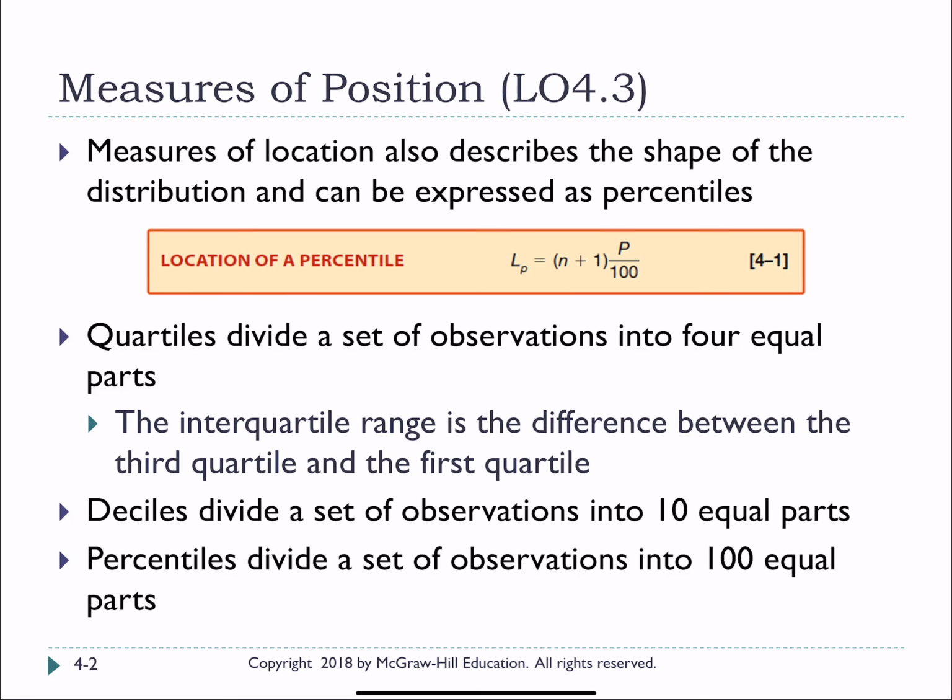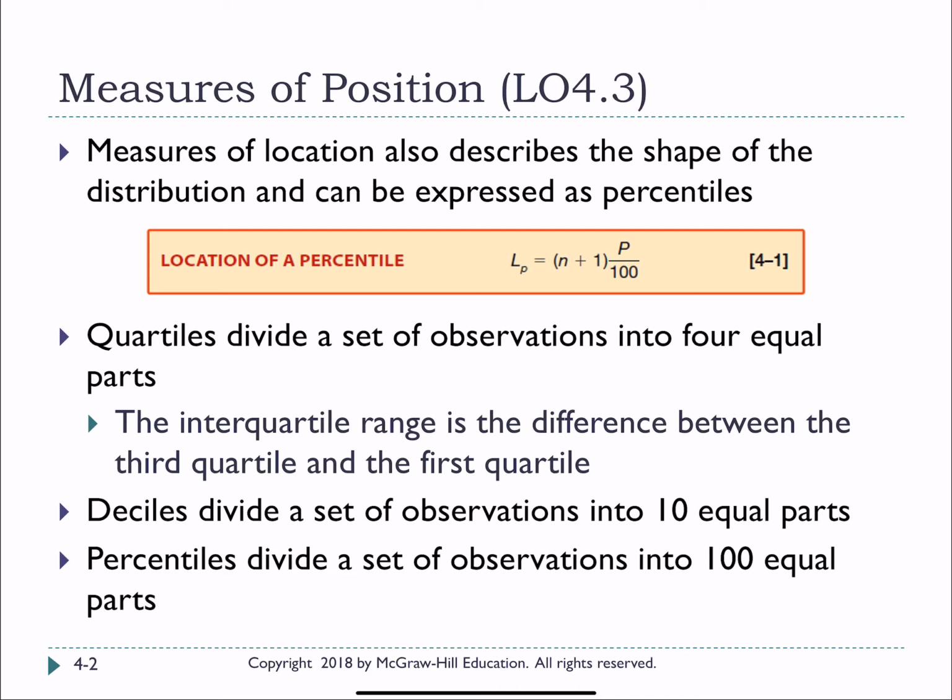So we're going to jump straight to measures of position, learning objective 4.3. And this one is talking about locations in terms of percentiles. We talked about in chapter 3 that the standard deviation is the most widely used measure of dispersion, but another method of describing dispersion is with measures of location.